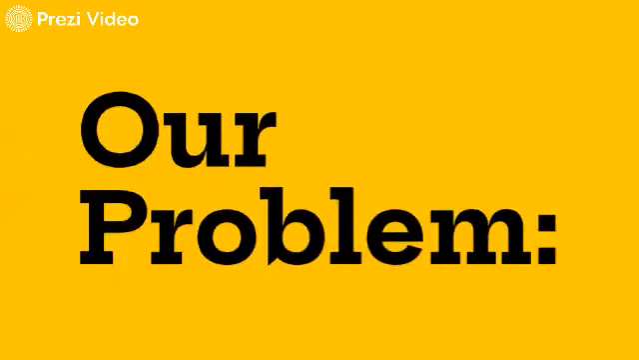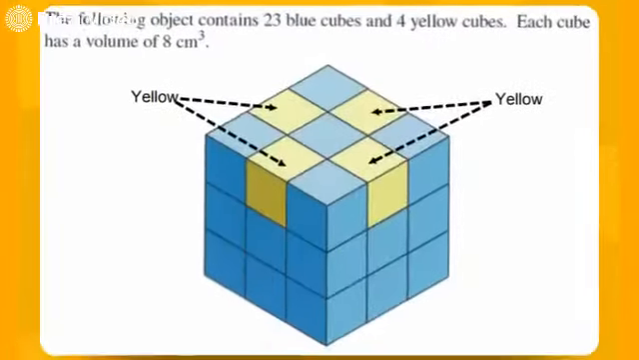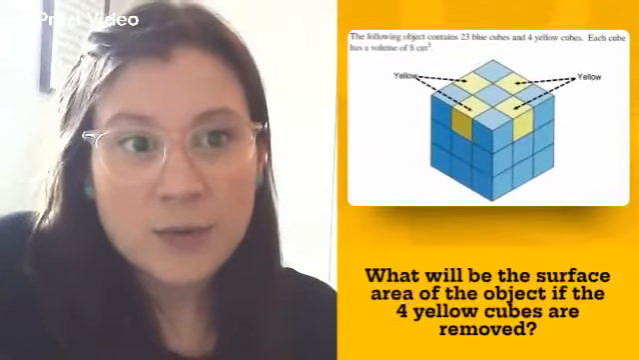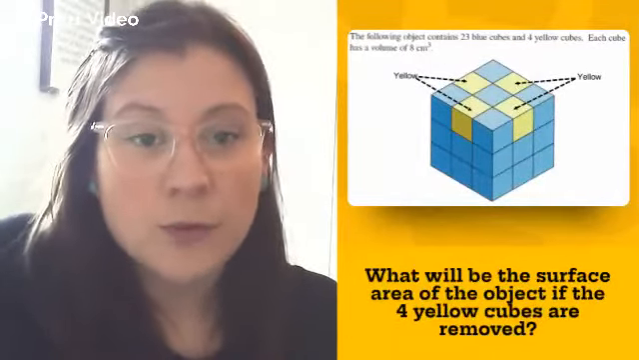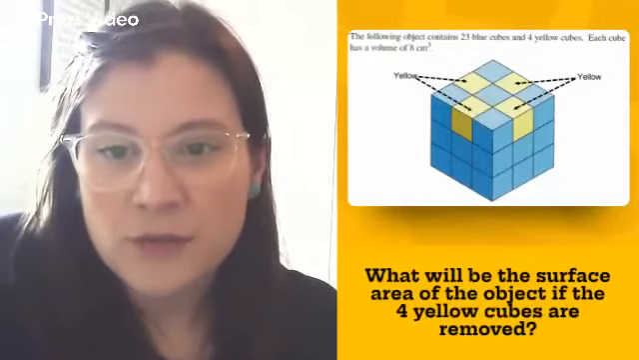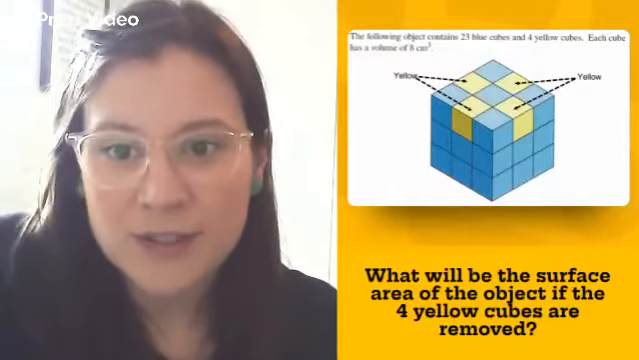All right, our problem. The following object contains 23 blue cubes and 4 yellow cubes. Each of those little cubes has a volume of 8 centimeters cubed. So the problem is, what is going to be the total surface area of the object if we remove the yellow cubes? So if we totally get rid of the yellow cubes, what's our final surface area?